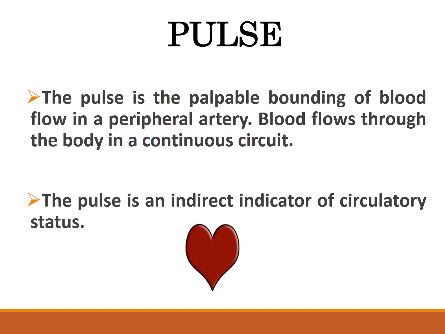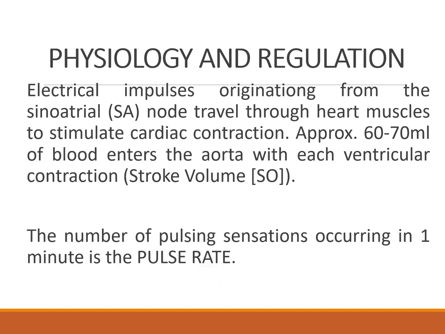So we talked a little about the blood flow as it goes in and out of the heart, as it will help us understand more when we talk about the pulse and its assessment. So when we talk about the pulse, what is a pulse? The pulse is the palpable bounding of blood flow in a peripheral artery. Blood flows through the body in a continuous circuit. The pulse is an indirect indicator of the circulatory status of a patient.